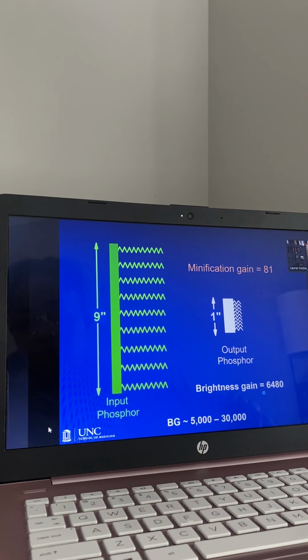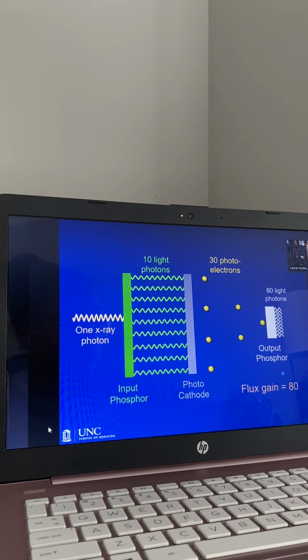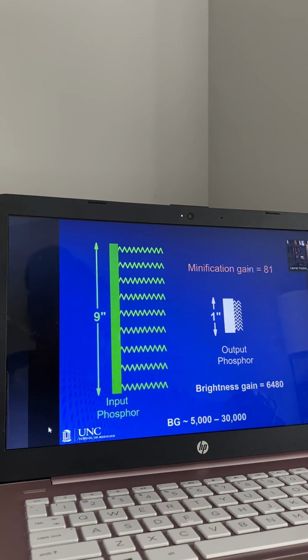So then the brightness gain is equal to the flux gain multiplied by minification gain. Our flux gain was 80. The minification gain was 81. So the brightness gain ends up being 6,480. It's just multiplied together. So the brightness gain gives the overall picture of the intensification properties of that intensifier.